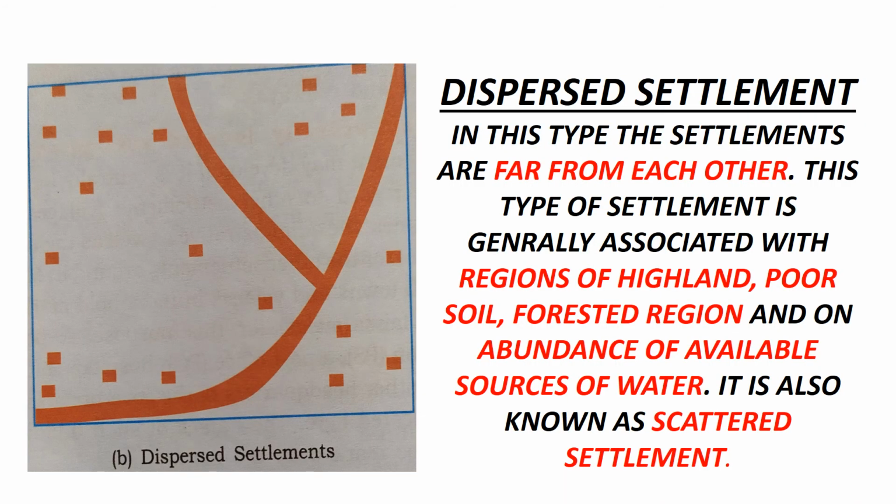Next one is dispersed settlement. In this type of settlement, they are far from each other. This type of settlement is generally located in regions of highland, poor soil, forested region, and on abundance of available sources of water. It is also known as scattered settlements. So you can find over here that all the houses are far from each other.